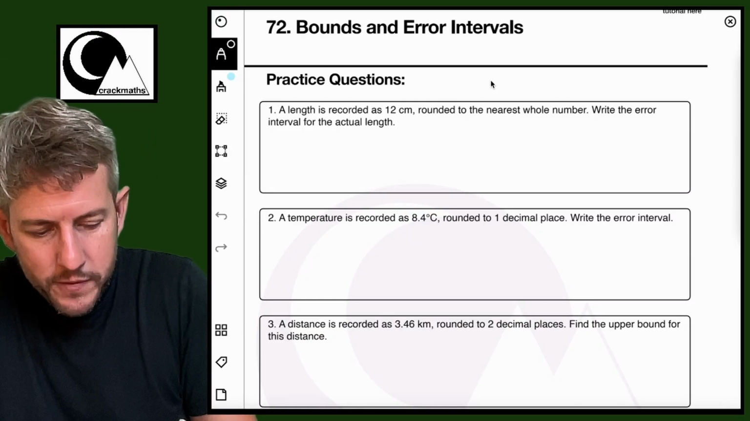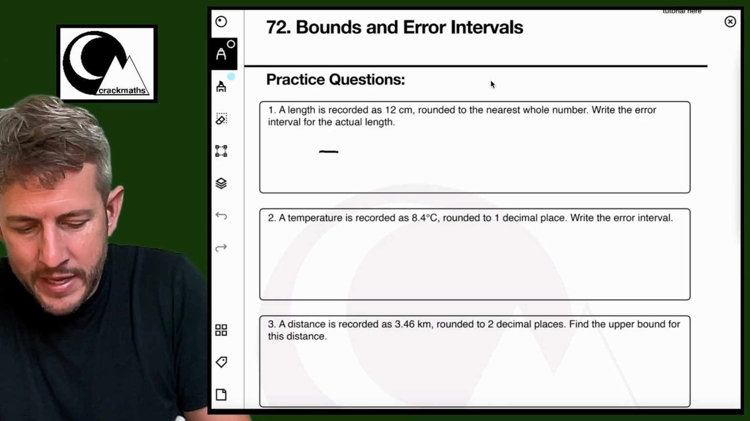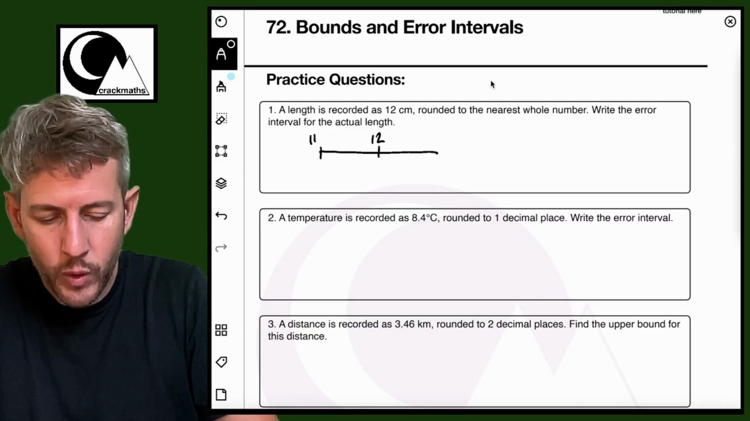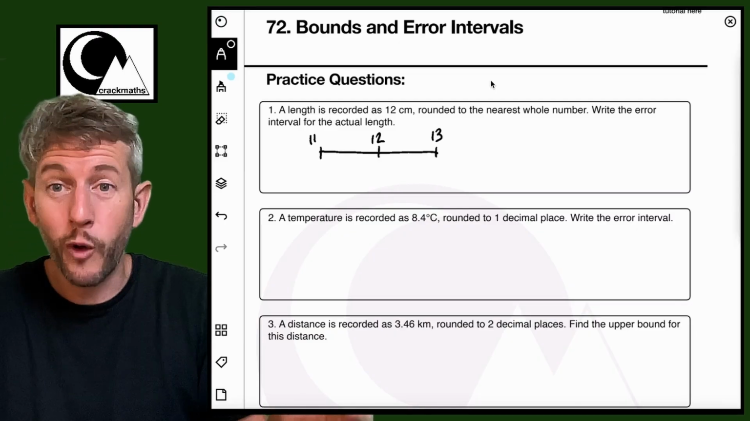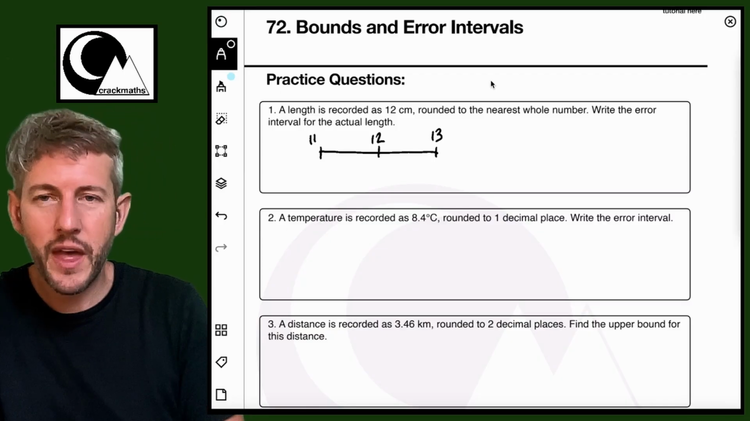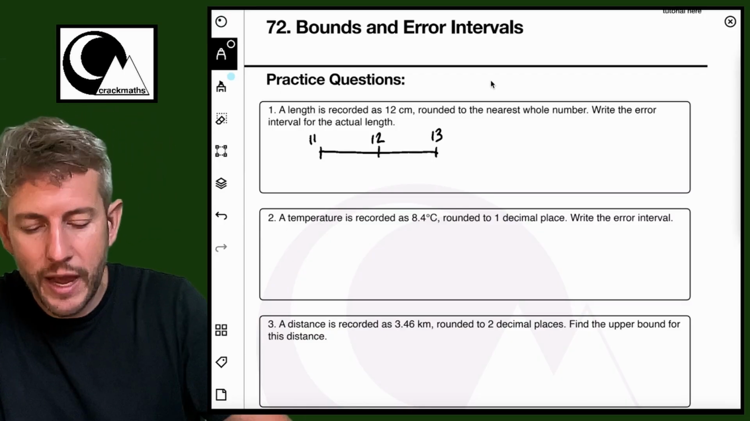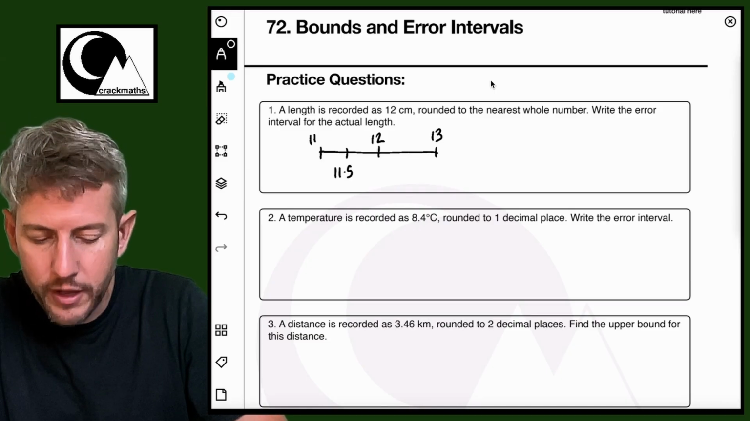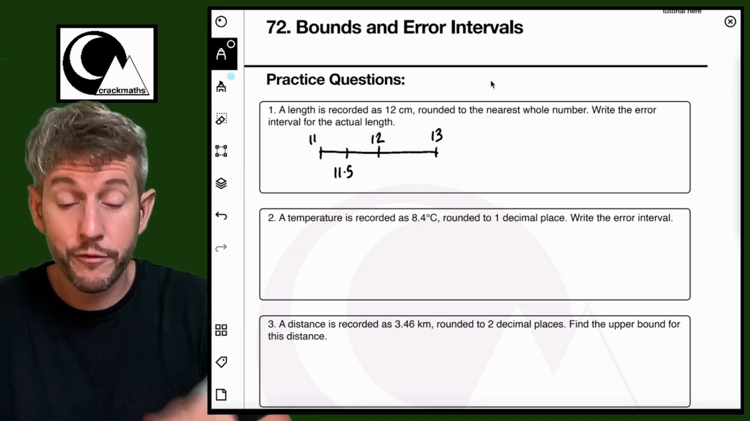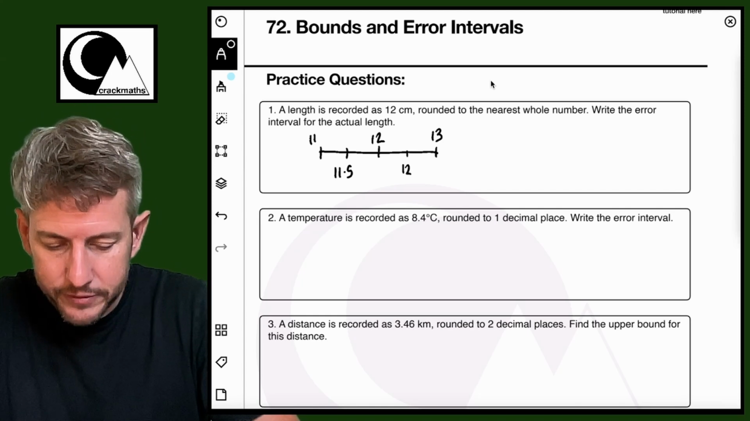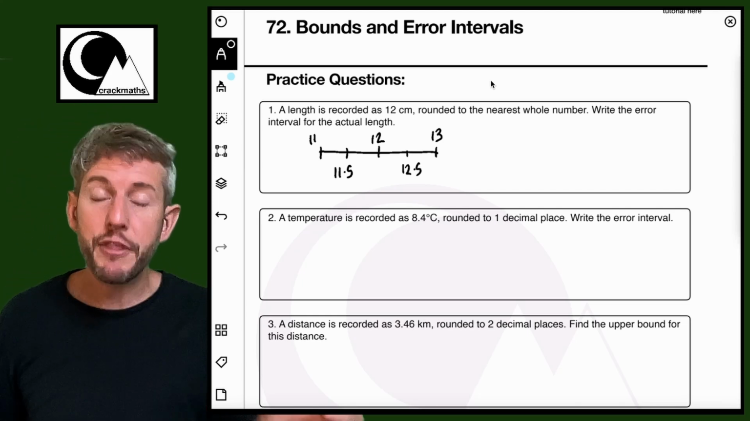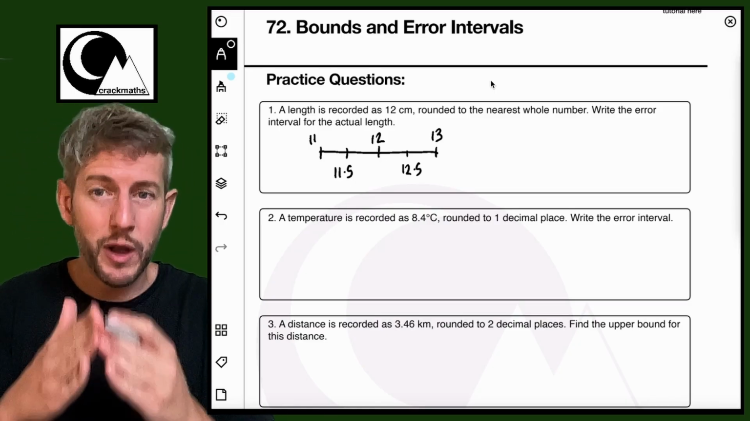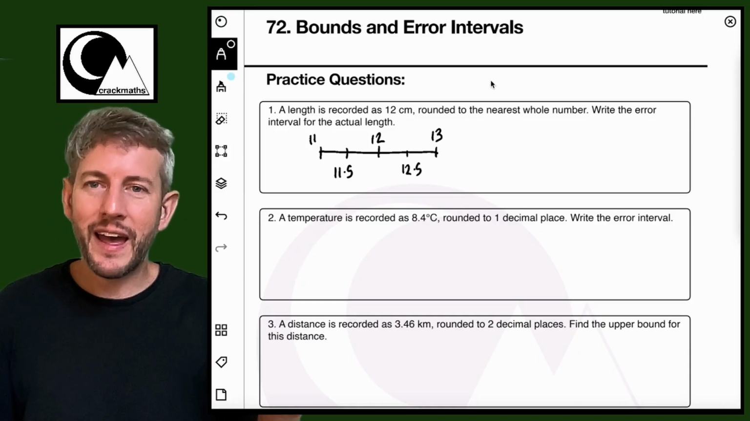Okay, so 12 centimetres rounded to the nearest whole number means that if we've got our 12 here, it was either going to be rounded to 11 or it was going to be rounded to 13, because they are the whole numbers either side of 12. And then if we want to do this here, we look now for the midpoints. So the halfway point between 11 and 12 is 11.5. The halfway point between 12 and 13 is 12.5. So basically, everything between 11.5 and 12.5 would round to 12. So therefore, that is our error interval.